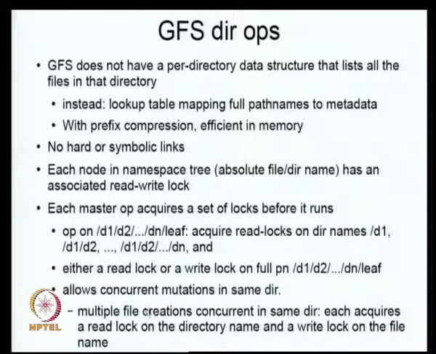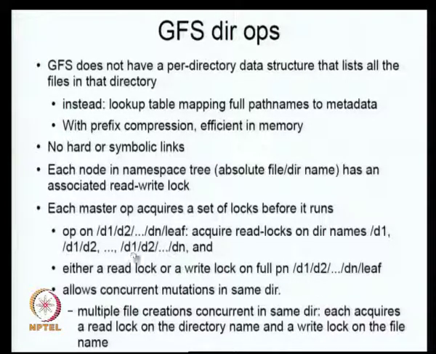If you are doing, for example, multiple file creations in the same directory, you can acquire a read lock on the directory name and a write lock on each of the file names, and that's perfectly fine, because all you are saying is that you are not going to change the path name, it is intact as it is, but you are going to change the file. That is why you take a write lock on that.